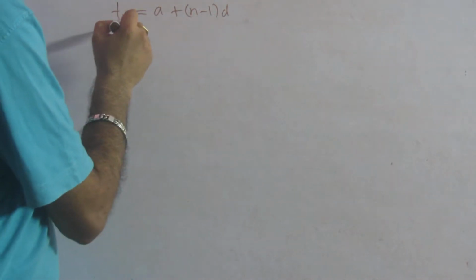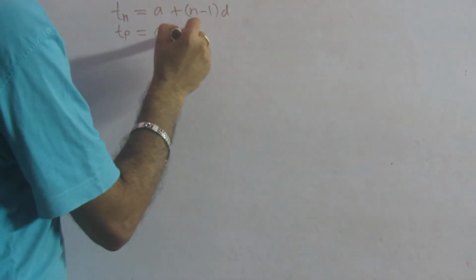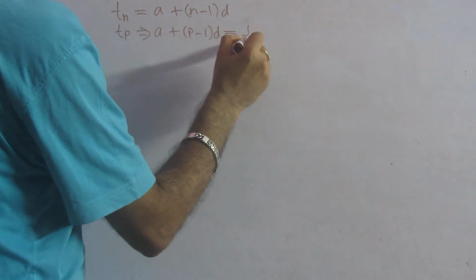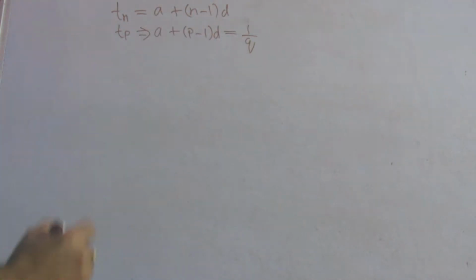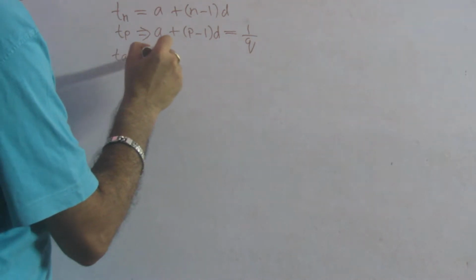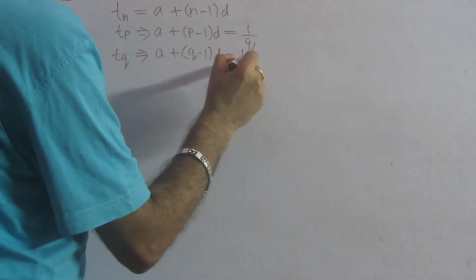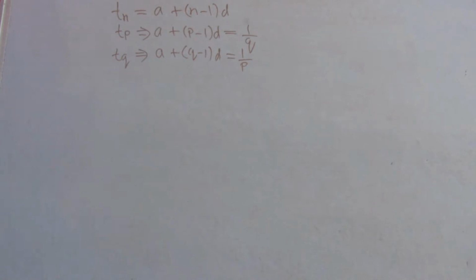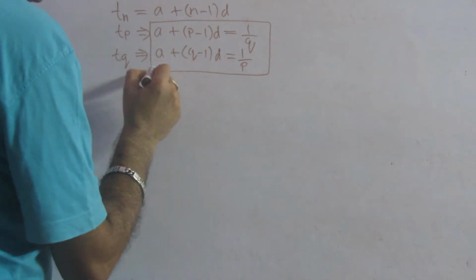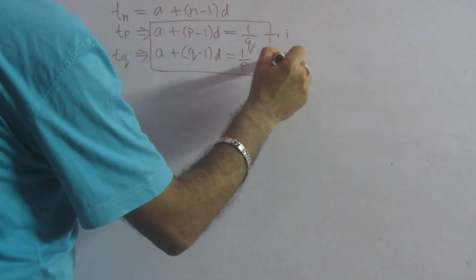So the pth term is given. So Tp would be a plus (p minus 1)d, which is equal to 1 over q. Okay, this is what is given. And the qth term Tq would be a plus (q minus 1)d, which is equal to 1 by p. Now we have got two simultaneous equations, and let us solve. So this is my equation 1, this is my equation 2.